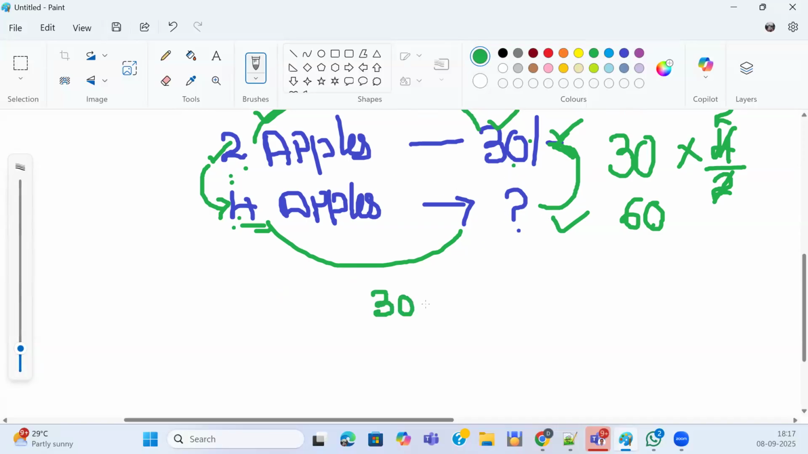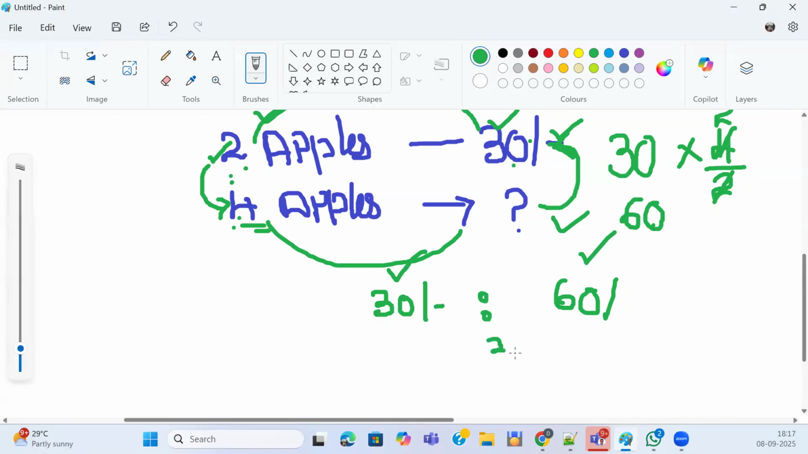30 rupees versus 60 rupees, right? You have to compare only the cost. You cannot compare cost with quantity, right? You cannot say 2 to 30 or 4 to 60. You need to compare the cost comparison you are taking here. What is the ratio of 30 and 60? It is 30 is to 60.